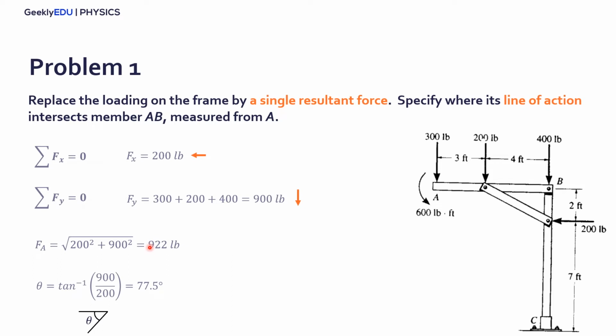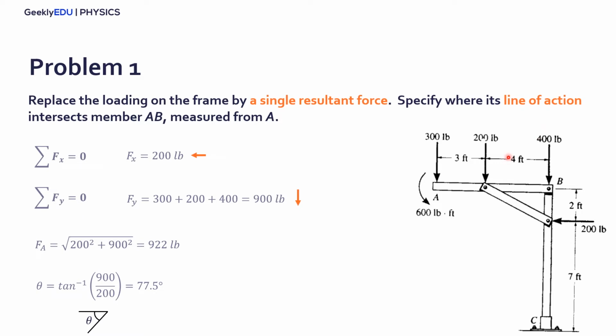We can calculate it using the tangent of the angle. We have a triangle here with 200 pounds on this side and 900 pounds on the opposite side. So our angle is 77.5 degrees. Very good. Now we have the magnitude of the single resultant force and the angle at which we must apply it.